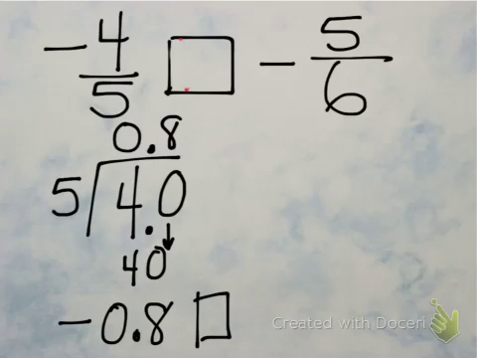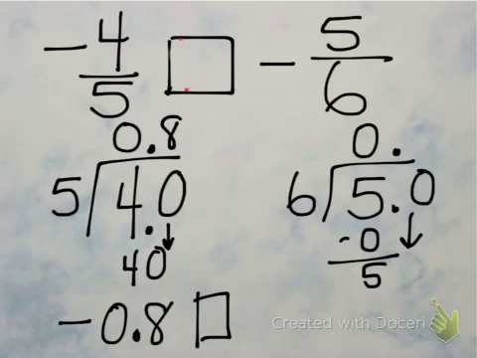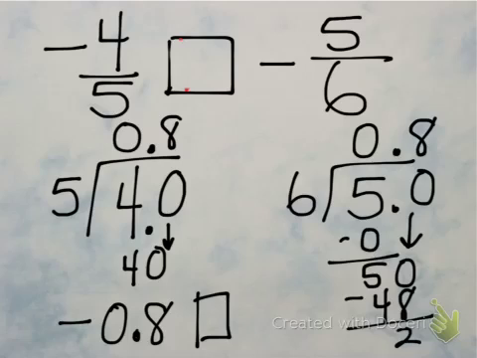I do the same thing right here. The cowboy rides the horse, the cowboy sleeps inside, the horse sleeps outside. Add my decimal points, add my 0. 6 goes into 5 0 times. 6 goes into 50 8 times, which is 48. I bring it down, and I have 2. So my first answer is 0.8, but this one I have a remainder of 2.